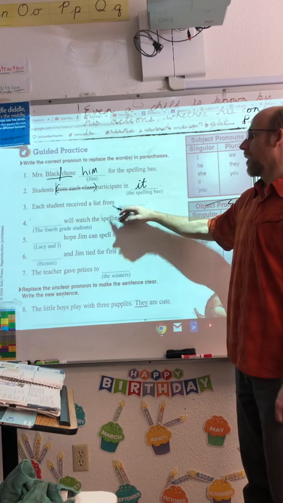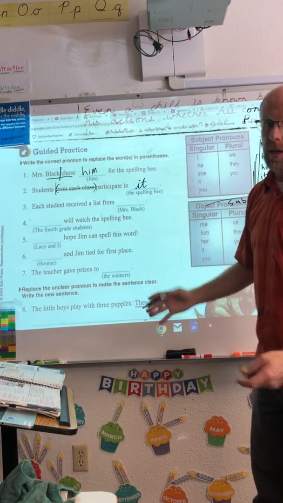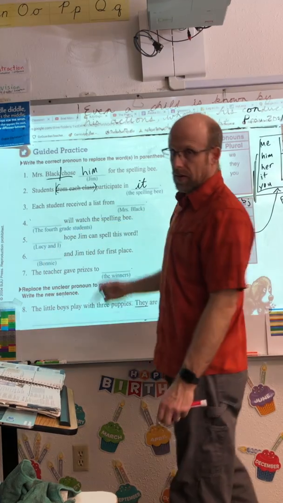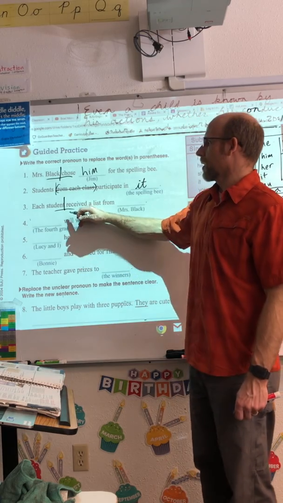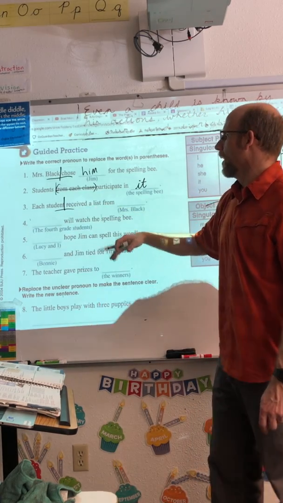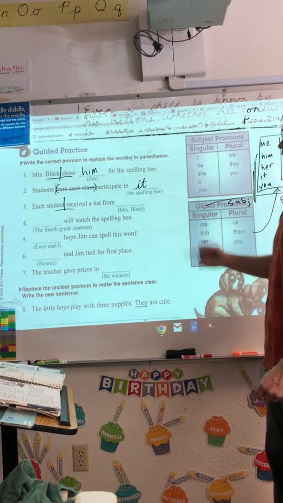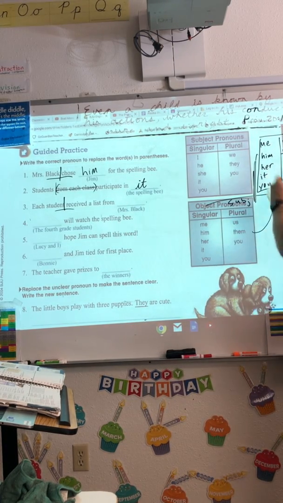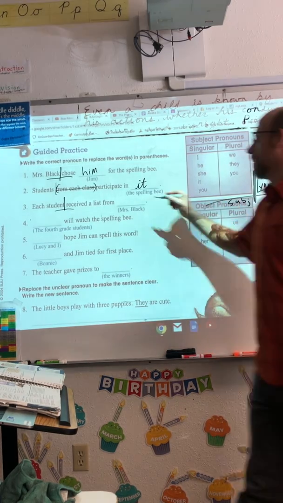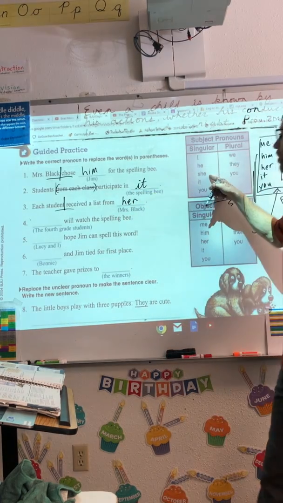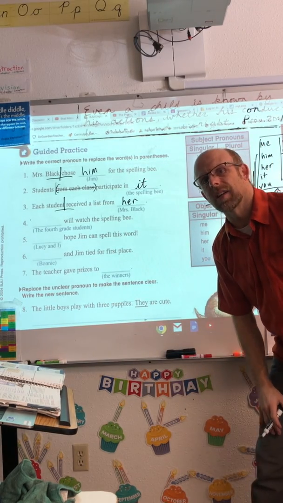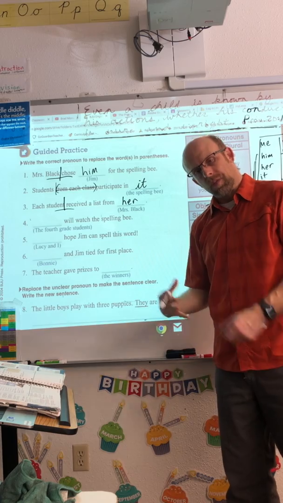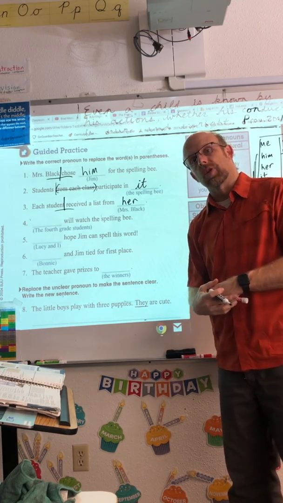Each student receive a list from, and it's at the very end like this, it's pretty obvious to know, guess what? It's in the predicate side. But for the sake of being good and getting this stuff locked in, each student, who or what is the sentence about? Student. What the subject does or is, received, is the action verb, so it's in the predicate side. From Mrs. Black, we need a word on the predicate side to replace Mrs. Black. From her, yeah, from her. We wouldn't say from she, because that'd be the subject side. And so a little bit of sounds right is right here, honestly, is going to help you, but not in every single situation.